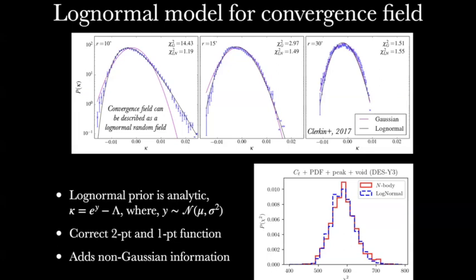In other words, the log-normal prior gives us an analytical way to describe the convergence field that fits both the two-point function and the one-point function very well. And because it models the one-point function correctly, we also get non-Gaussianity in our field.